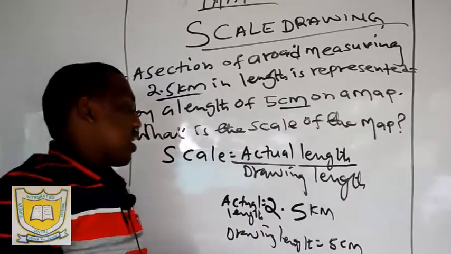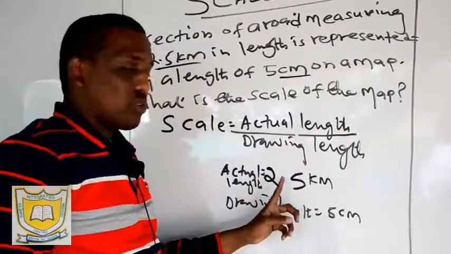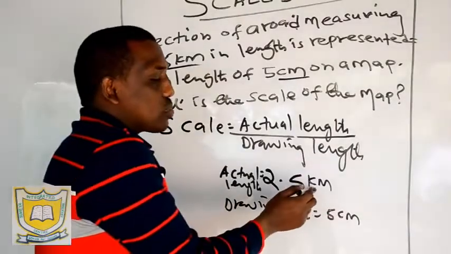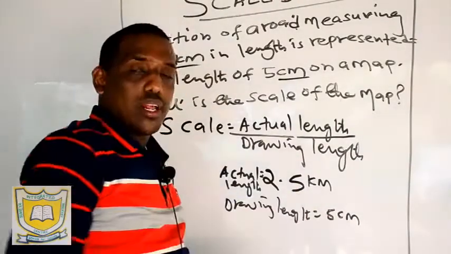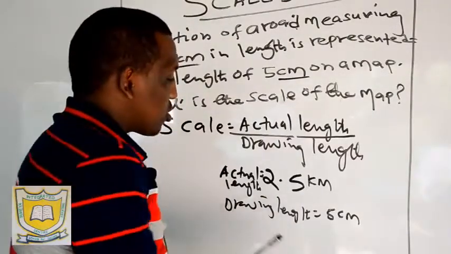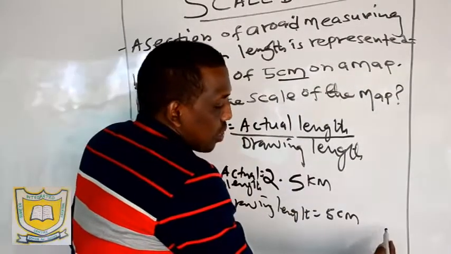Now our formula: scale is equal to actual length, which is 2.5 kilometers, over the drawing length. But now let us change this. We change the actual length into centimeters because the drawing length is in centimeters. So let us change kilometers to centimeters and use our formula.